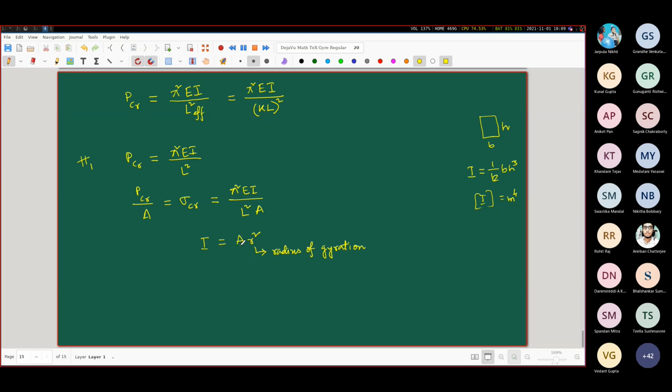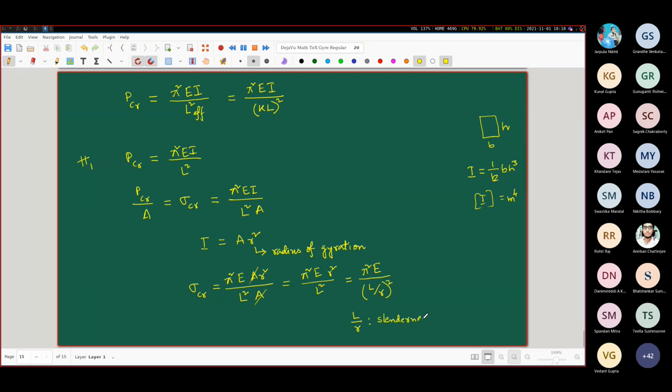All right, now if we substitute this back here, then sigma critical, the critical stress, becomes pi square E A r square divided by L square A. This A cancels with this A. We are left with pi square E r square by L square. And this can be further rearranged to make it look like this, L by r square. Now this L by r is referred to as the slenderness ratio.